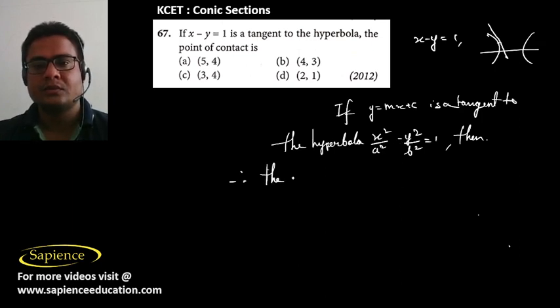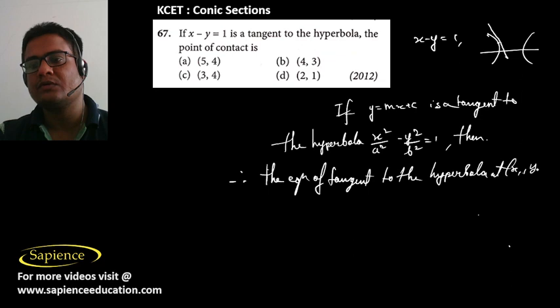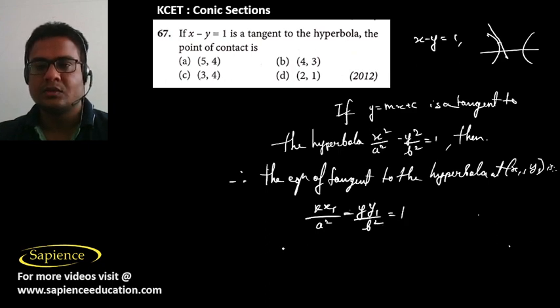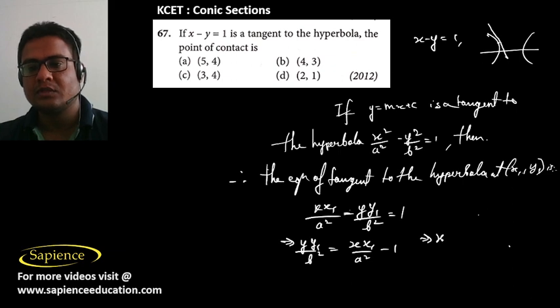So the equation of the tangent to this hyperbola at the point x1 comma y1 is given as xx1 by a square minus yy1 by b square, that is equal to 1. So therefore we can write yy1 by b square equal to xx1 by a square minus 1. So I can say that y will be equal to b square x1 by a square y1 into x minus b square by y1.